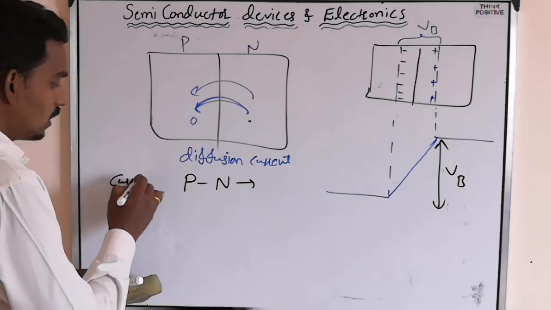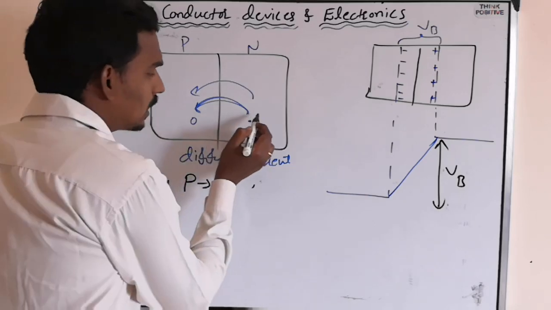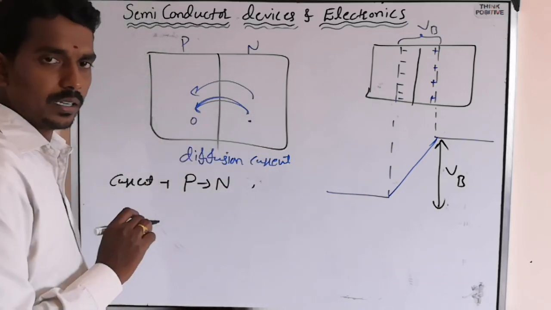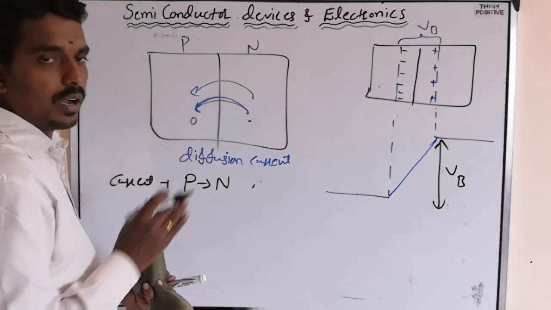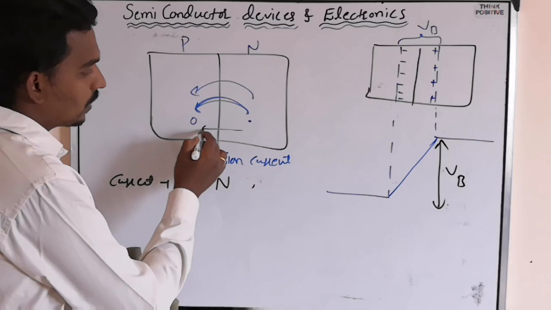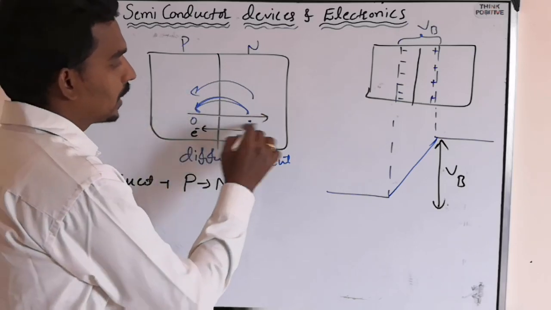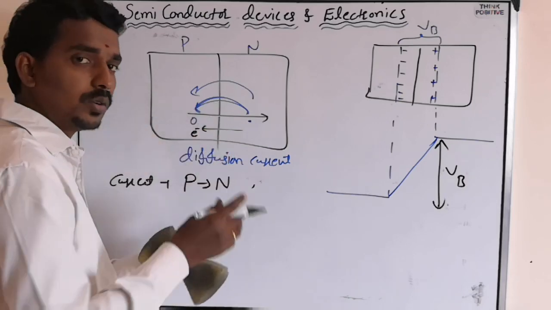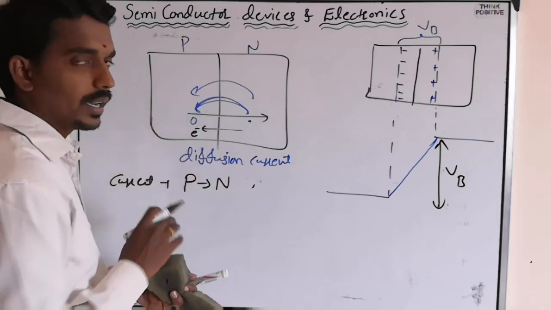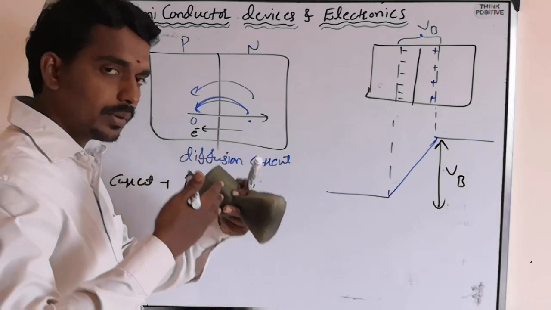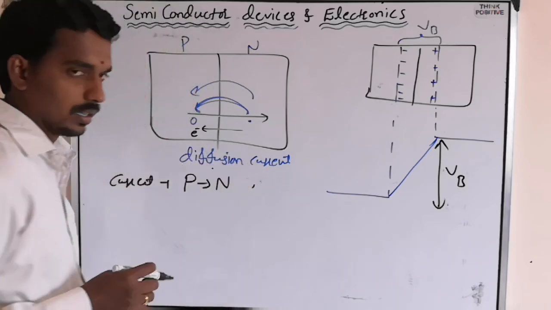So the current will be from P to N, because electrons are flowing from N to P, but current always flows opposite to the flow of electrons. So electrons go from N to P, so the current due to that is from P to N, and this is due to the mixing, combining of electrons and holes, that is, they are diffusing into each other. That's why we call it diffusion current.